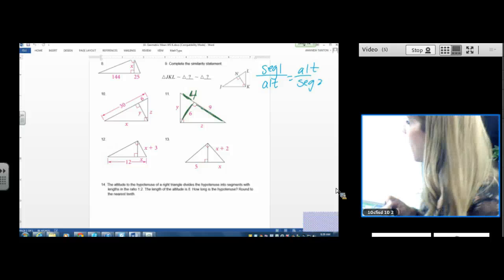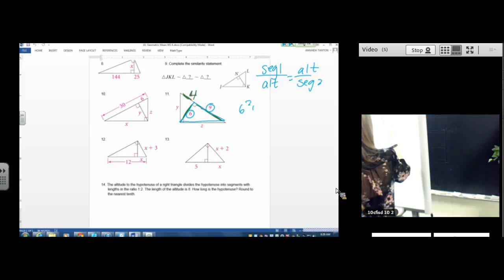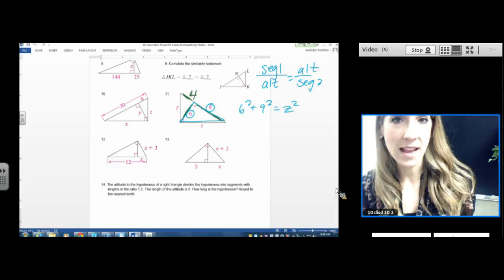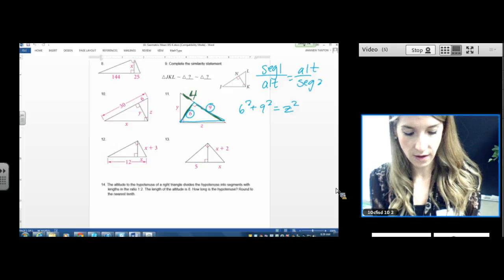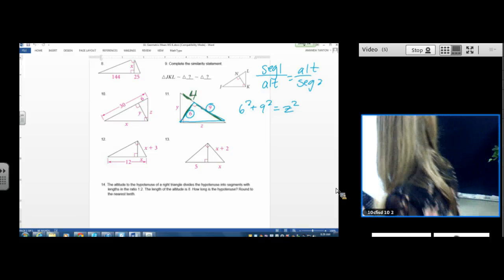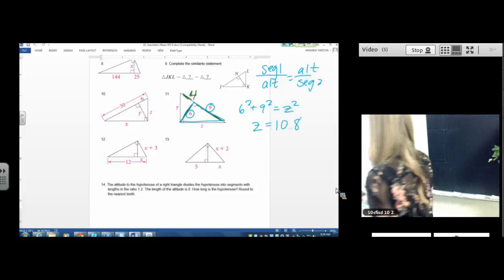I also heard people asking if they could use Pythagorean Theorem. And right here, since they gave us this and they gave us this, then you can absolutely use Pythagorean Theorem to find z. I'm not using one of my answers that I came up with. I'm using what they gave me. So I totally would do Pythagorean Theorem to find z. 6 squared plus 9 squared, and then you take the square root. We haven't learned how to simplify radicals. That'll be next unit. So for our purposes, we'll just round.